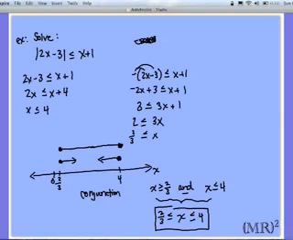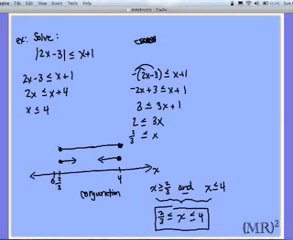So any number between or equal to 2/3 and 4 will work when we plug it into our original absolute value inequality. And I'll just check that. So I'm going to check a number between 2/3 and 4. Let's try 1. When x is 1, 1 times 2 is 2. 2 minus 3 is minus 1. And the absolute value of minus 1 is 1. And when x is 1, 1 plus 1 is 2. So I have 1 is less than or equal to 2, which is correct.